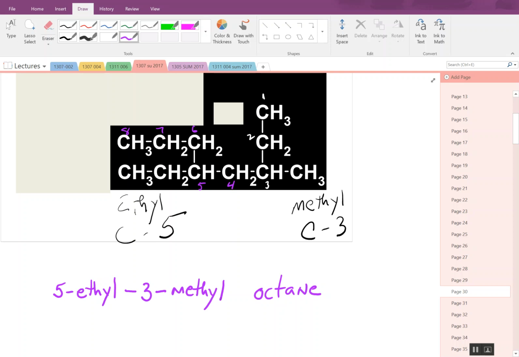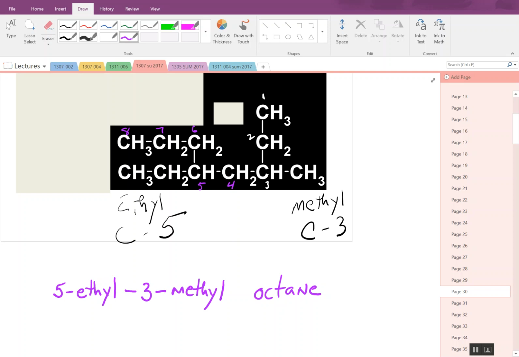Then it says 2,4,6 trimethyl-octane. Well, you don't have to worry, we read right to left. Just say this is carbon number 1, 2, 3, 4. Now don't write these on there, I'm just putting them up here. That's 1 through 8. And it says on 2, 4, and 6, what do we have on 2, 4, and 6?